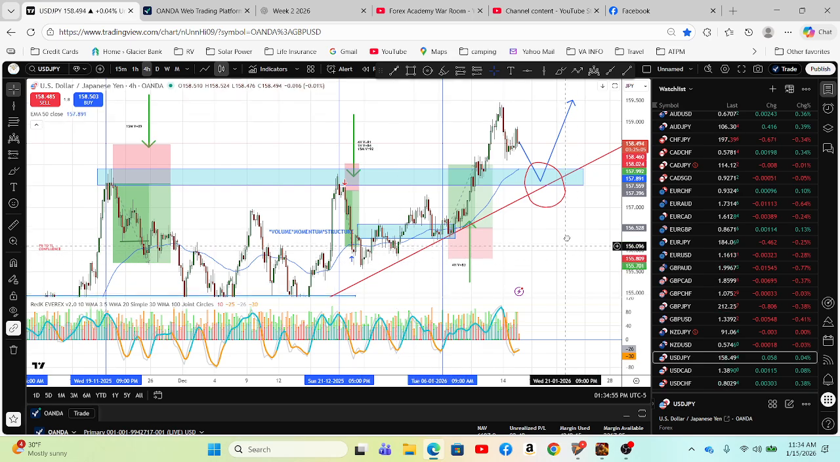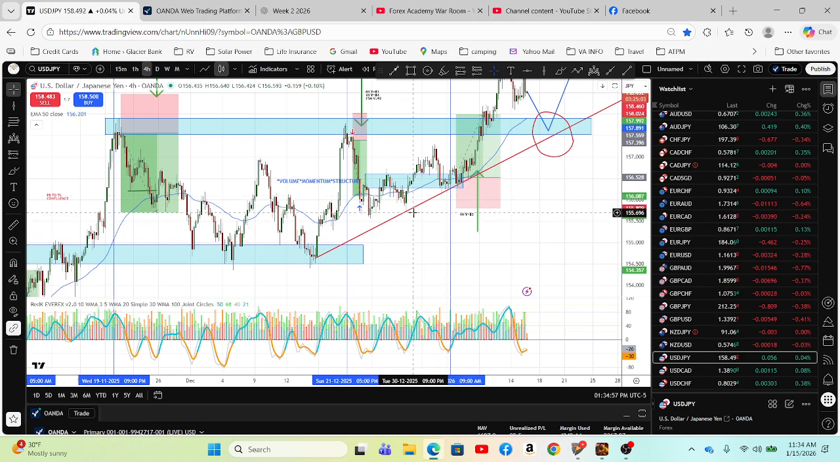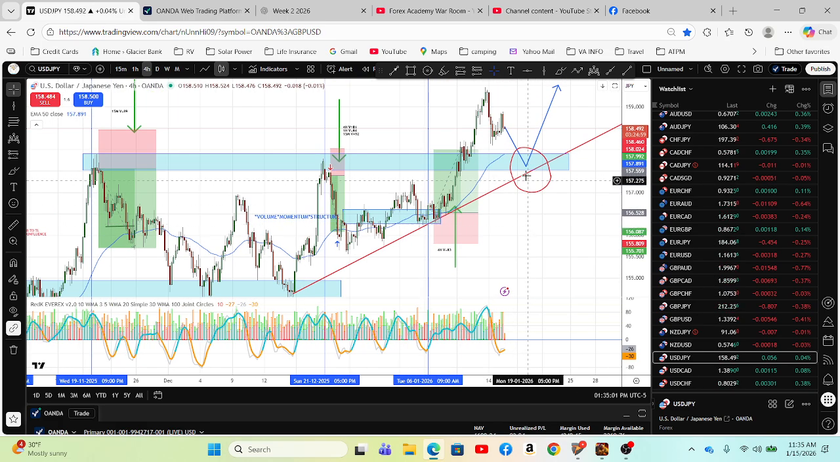Price is in an upward trend and it's pulling back to this trend line. Right here would be confluence if the market can come down and come into the support zone and the uptrend zone. We might have something there.